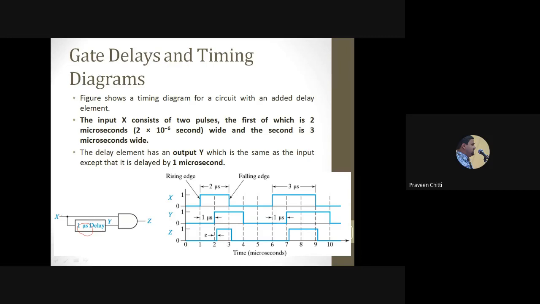So the output Z should be X and Y because it is an AND gate, right? So what happens here? The input X consists of 2 pulses, the first of which is of 2 microseconds width, and the second is of 3 microseconds.